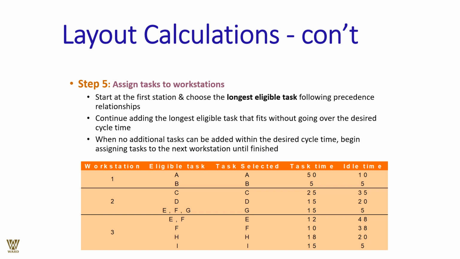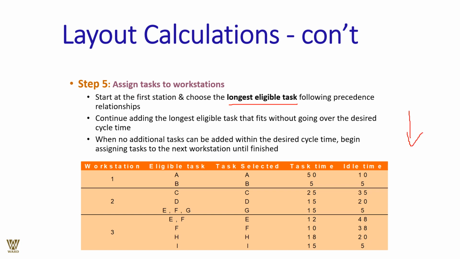Now let us come to step 5 and step 6. The penultimate stage is tasked to arrange these tasks, taking the longest eligible task from the precedences and continuing with the longest eligible task that fits without going over the desired cycle time. And that is what the critical path method will actually tell you.